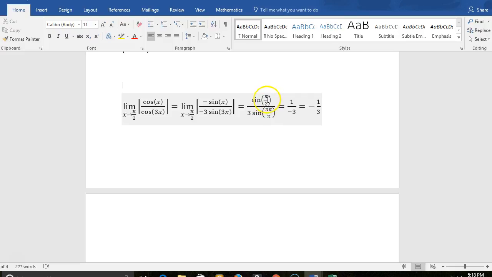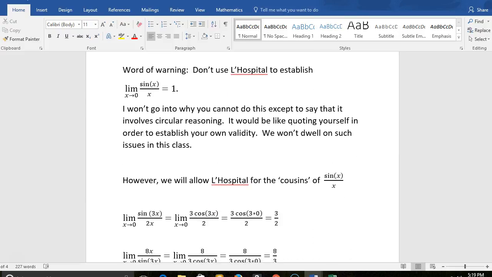Once you stop getting 0 over 0, you must quit L'Hopital, guys. You can't keep going with it, okay? So you get sine pi halves over 3 sine 3 pi halves. That's 1 over 3 times negative 1, because sine of 3 pi halves is negative 1, so it's a negative 3 down there. Now 1 over negative 3 is negative 1/3, okay? So there's that example.